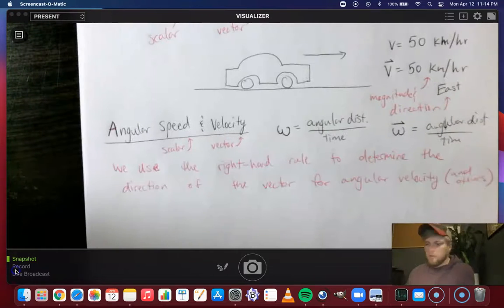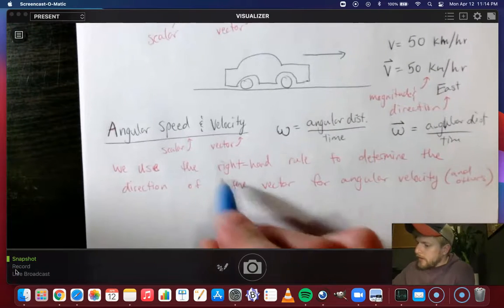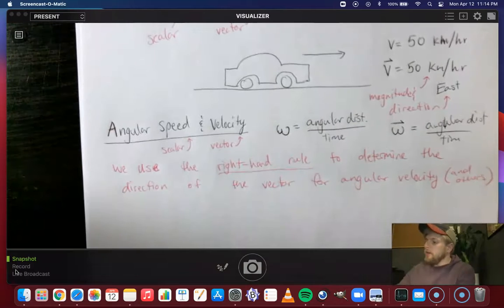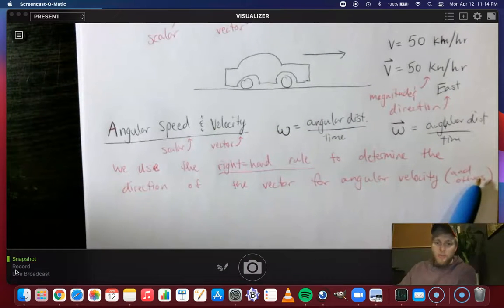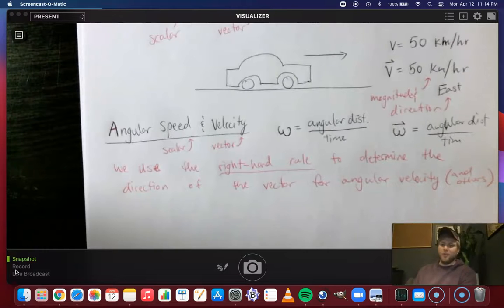I'm going to write that down. So I've written that out. We use the right-hand rule, which I'm going to explain in a moment, to determine the direction of the vector for angular velocity. This will do that for other things. Technically, this whole time we should have been talking about how torque has a direction associated with it. Very soon we're going to talk about how angular momentum has a direction associated with its vector. So I want to try to explain that, and it's actually quite simple how to apply it.